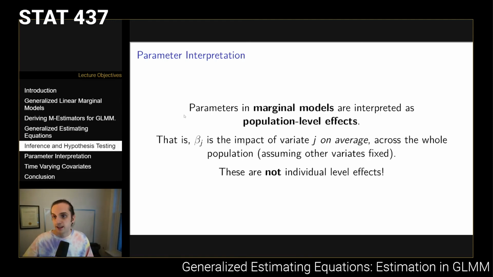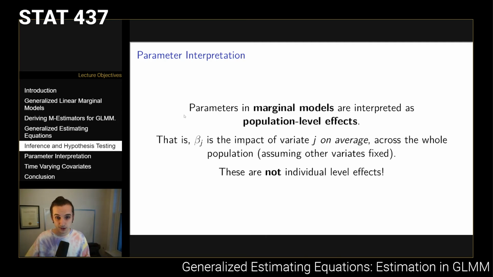So the next point here is parameter interpretation. And this is a key point that we'll stress going forward: marginal models are models for the population level effects, right? If you think about what we're actually fitting, we're saying the expected value of Yij given Xij. Any person in the population who has the same level for Xij is going to have the same expected value here, right? We're averaging across the whole population. And because of that, we have to interpret all of the betas that we estimate as population level effects, right? And so beta j is going to have some impact on average across the whole population, right?